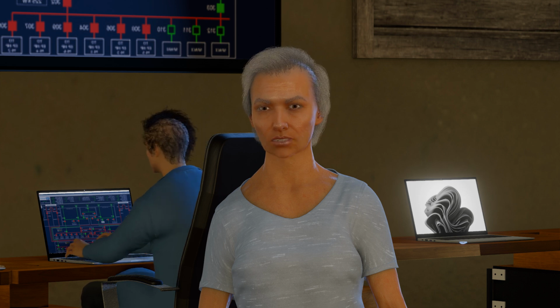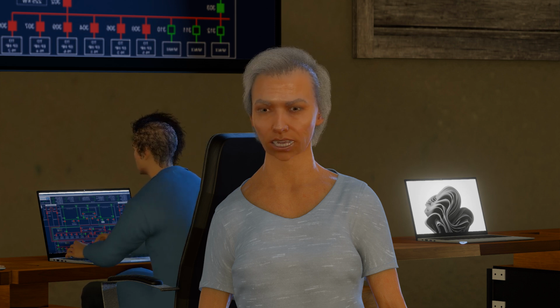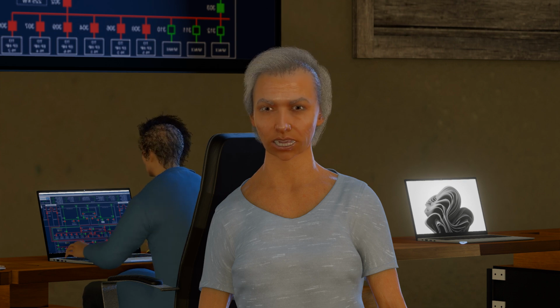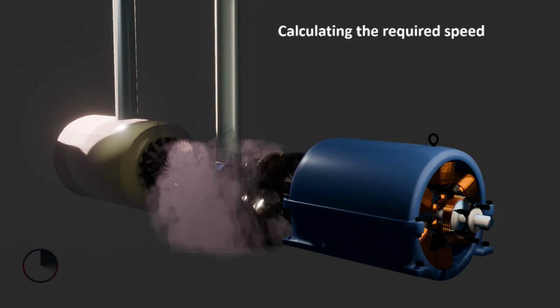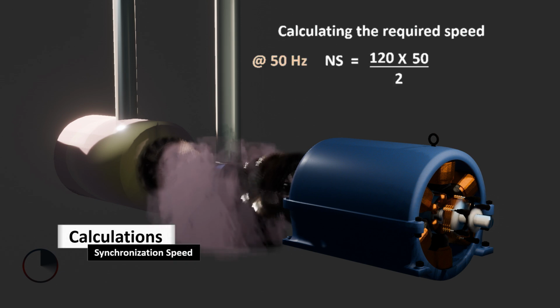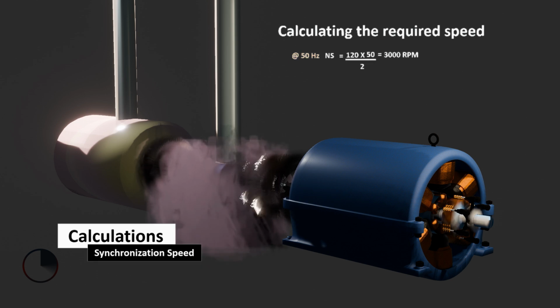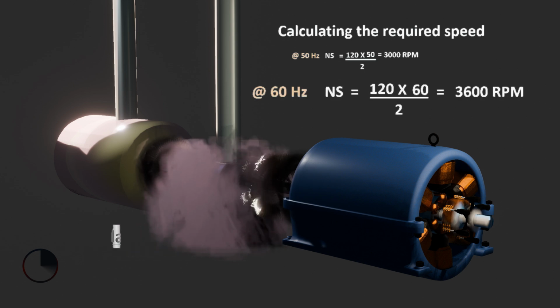In order to confirm this, we can quickly work out the working speed that will give us the required frequency for synchronization. 120 multiplied by 50 Hz all over 2. This will equal 3000 revolutions per minute. Likewise, the same calculation can be done for a gen set operating at 60 Hz. That is 120 multiplied by 60 Hz all over 2. This will equal 3600 revolutions per minute too.